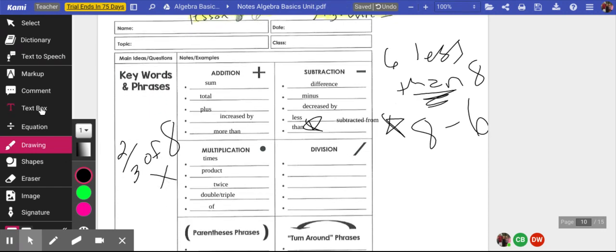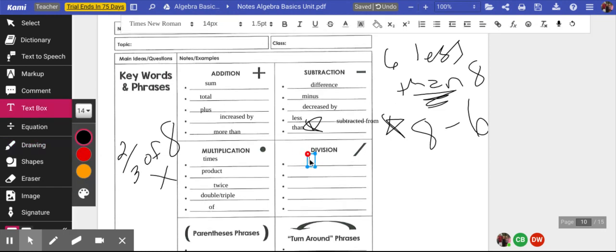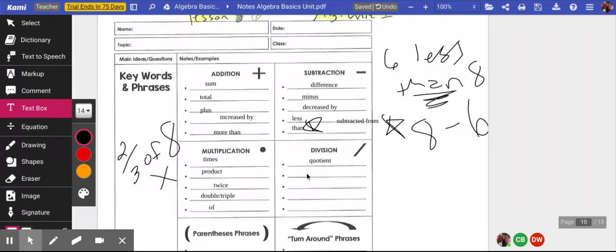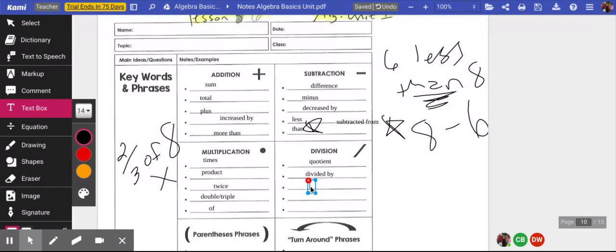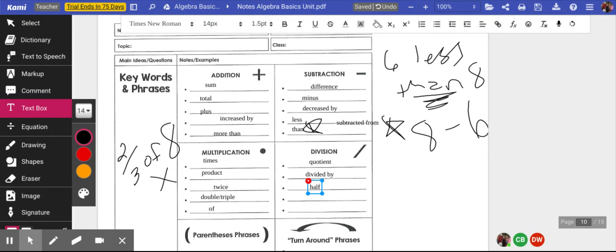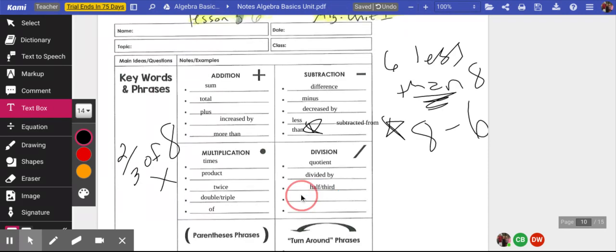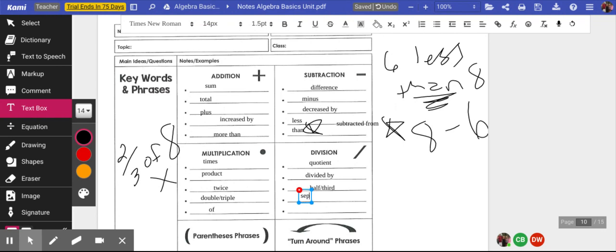Okay, in division, we have quotient, a word most kids can't remember. And we have the obvious divided by. If we have the words like half or a third, then that would mean to divide by 2 or 3. If we say we're going to separate our bill, that means to divide.